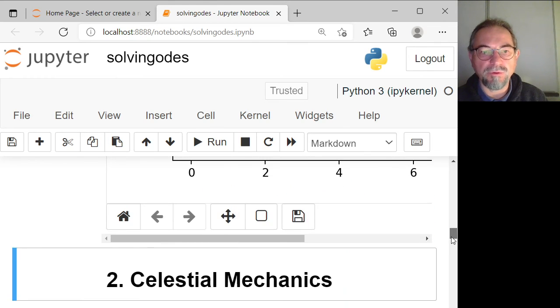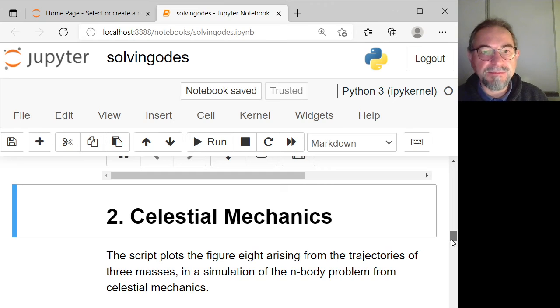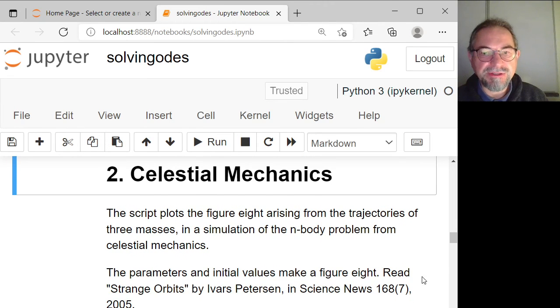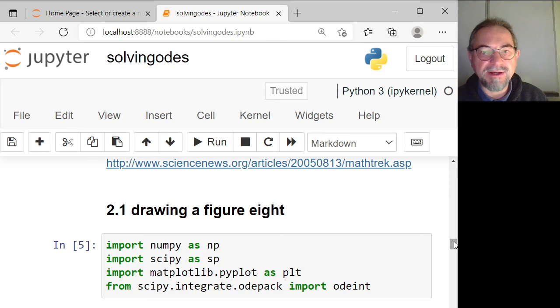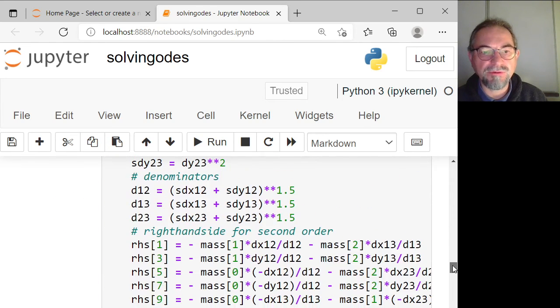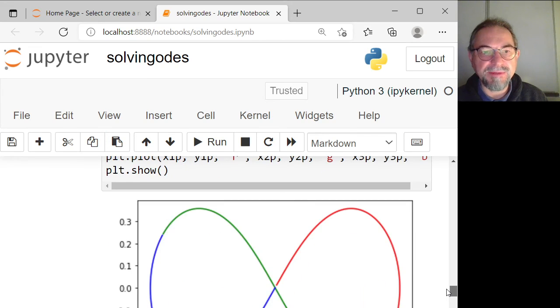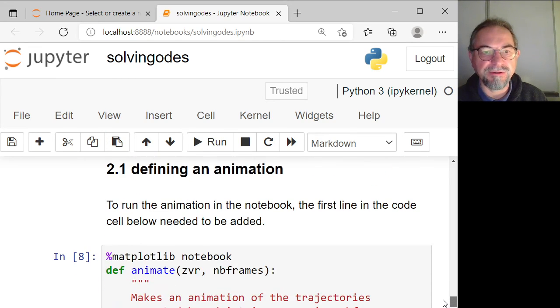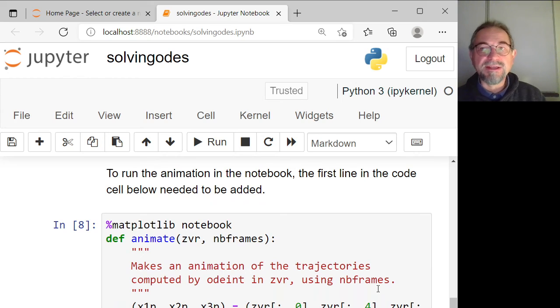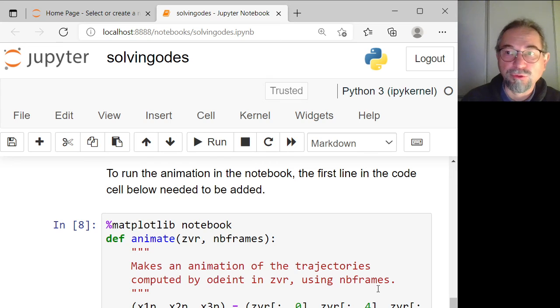with the forward Euler. The celestial mechanics is a little bit more interesting. So we have the drawing of the figure 8. And perhaps I will go immediately for what I can show now, which is the animation. The key point of running an animation in a Jupyter notebook is that we have to add the inlining of the matplotlib. Otherwise it won't work.